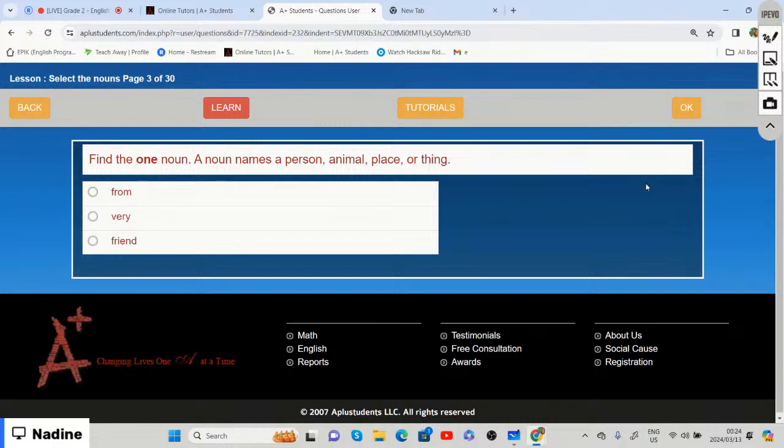Yes, money is correct. And now if we look at the next one, it says we need to name a person, animal, place, or thing. We have words like from, very, or friend. We need to select the noun.